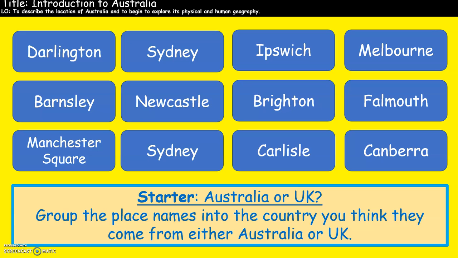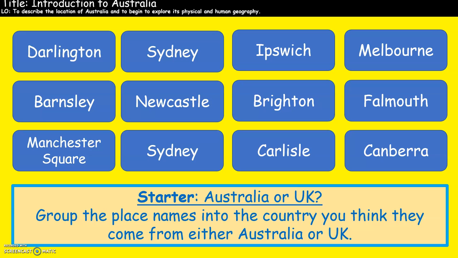Now, as a starter, on the screen in front of you, you can see 12 different cities. What I would like you to do is group the place names into the country you think they come from, so either Australia or United Kingdom. Read them carefully, think about it carefully, and then jot it down on a bit of paper. If you pause the video here, then we'll move on in a moment.